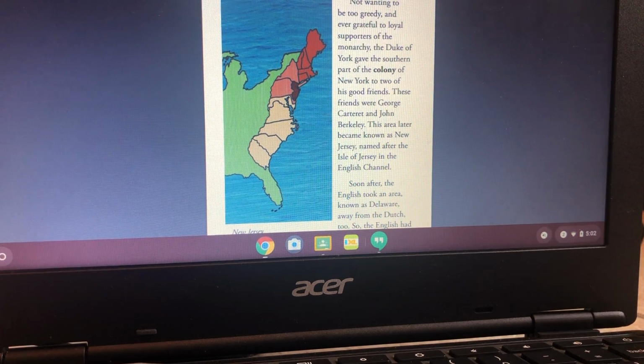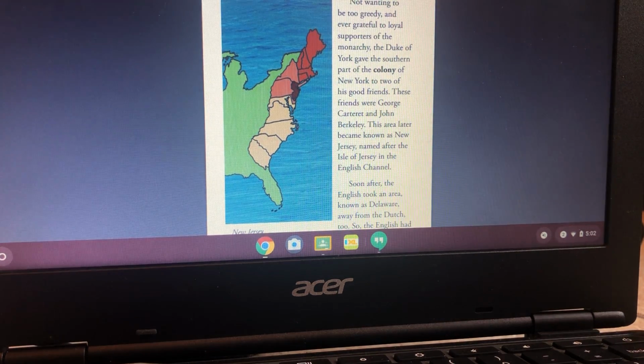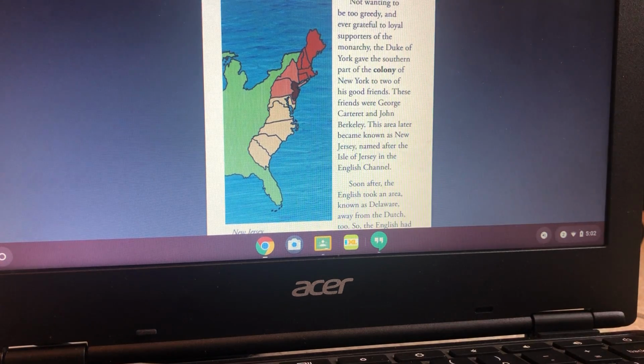Not wanting to be too greedy and ever grateful to loyal supporters of the monarchy, the Duke of York gave the southern part of the colony of New York to two good friends. These friends were George Carteret and John Berkeley. This area later became known as New Jersey, named after the Isle of Jersey in the English Channel. Soon after, the English took an area known as Delaware away from the Dutch too, so the English had now established colonies in three distinct regions.